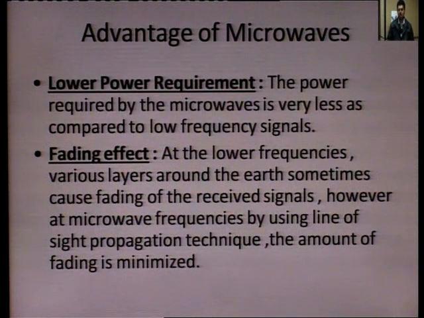Then the next advantage is low power requirement. The power required by microwaves is very low as compared to low frequency signals. I have already told you that at microwave frequency it is very easy to design an antenna with high directivity. So, we use microwaves for point to point communication, that means the transmitter is fixed and the receiver is fixed. So, the electromagnetic energy can be concentrated in a particular direction.